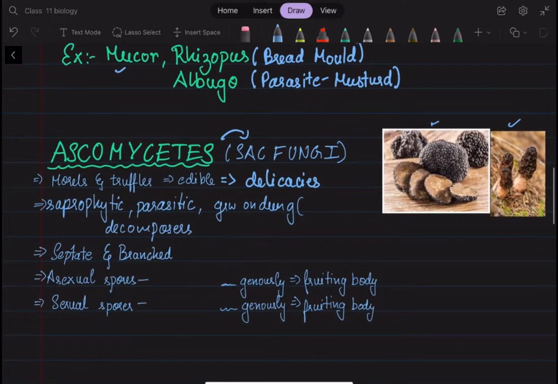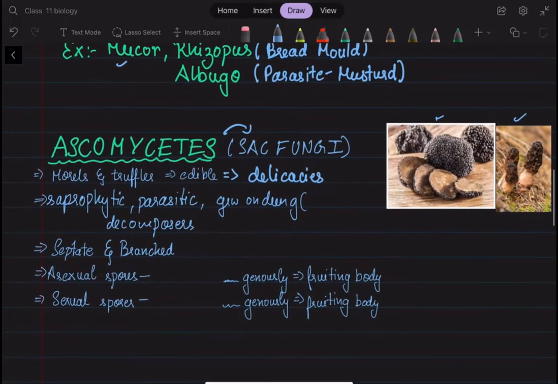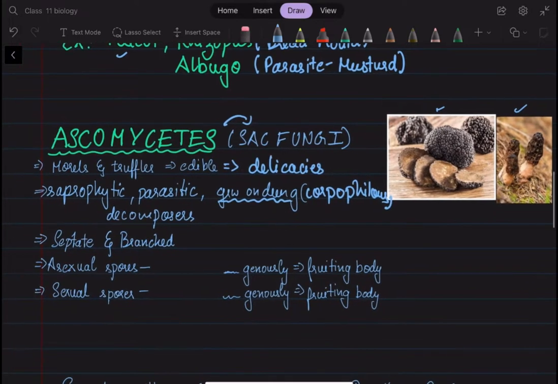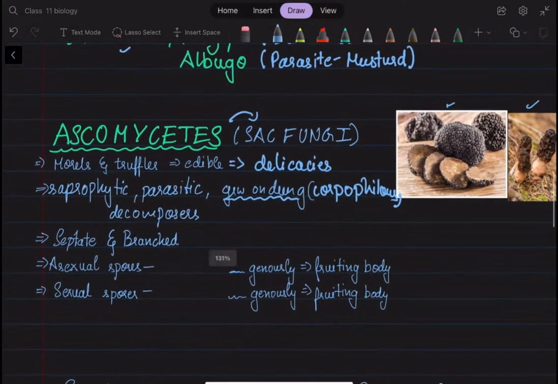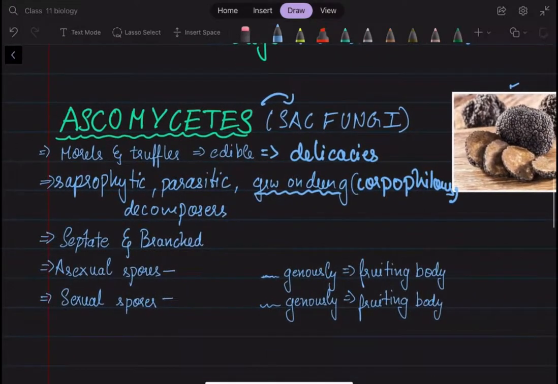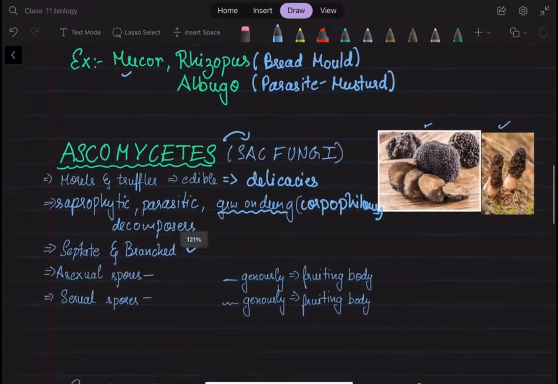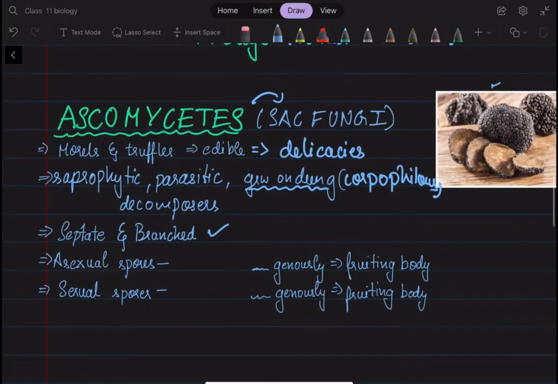So ascomycetes, again, we know that fungi in general are saprophytic, parasitic, and they're also decomposers. Now, the ones that grow on dung are called coprophilous. Copro here refers to the dung, and philous means they're growing there. So coprophilous means they grow on dung. And the type of mycelium present here is septate and branched. So unlike phycomycetes, they have branched and septate mycelium.